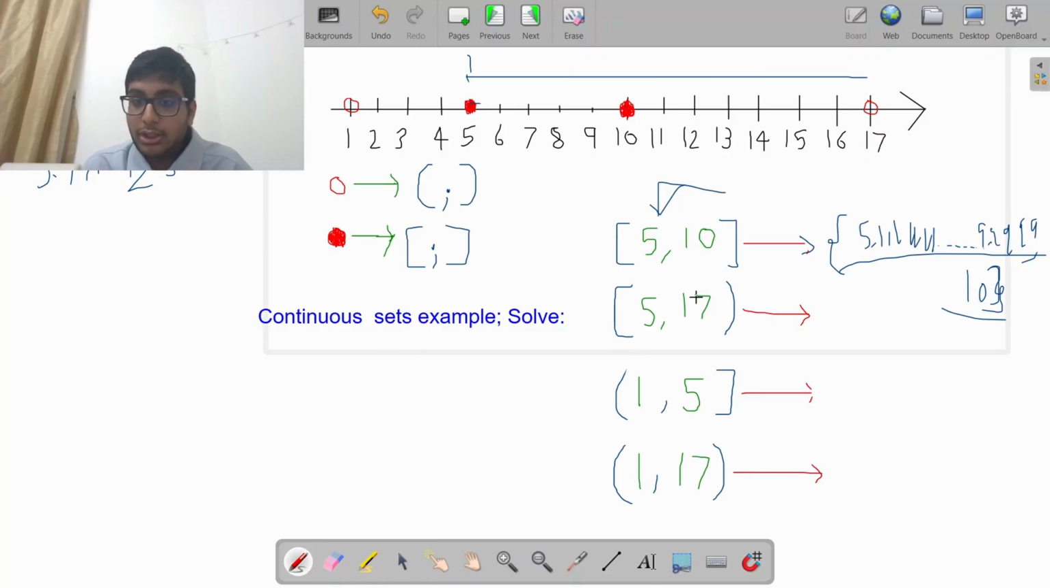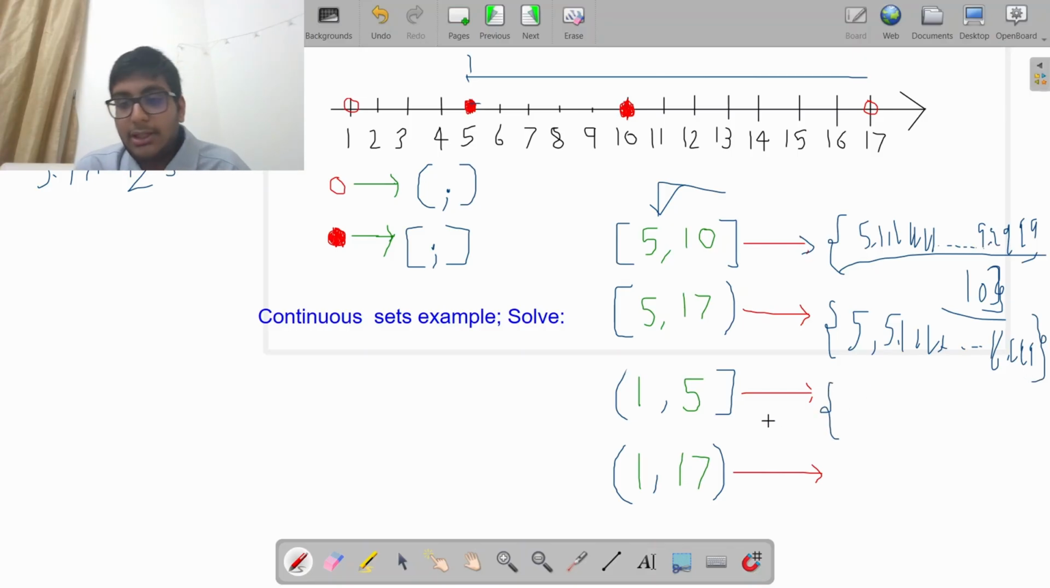So let's do this together. Look at 5, 17. 5 is included, but 17 isn't, because the 17 side has a curved bracket, while the 5 side has a square bracket, which means that 5 is included, and it will go on to 5 point something, and will go on and reach 16.999, but it wouldn't actually reach 17. So this is the set.